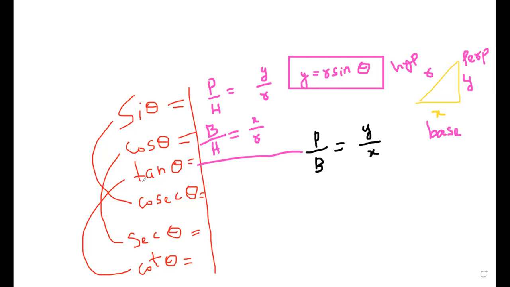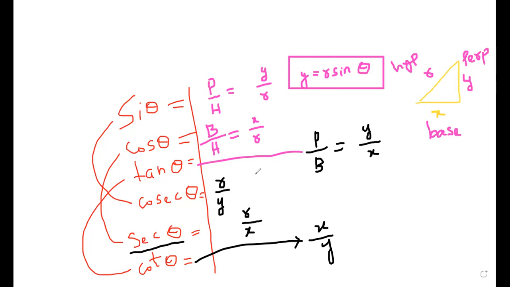Similarly, the inverse of sine is cosecant theta. So you can write y over r as r over y. Similarly, secant is the inverse of cos. Cos is x over r, so you can write it as r over x. Similarly, cot is the inverse of tan theta, so you can write it as x over y. So these are some trigonometric functions and their values.